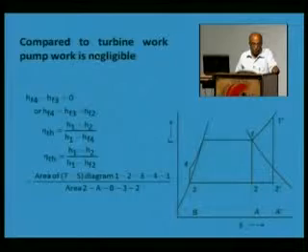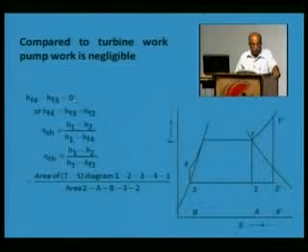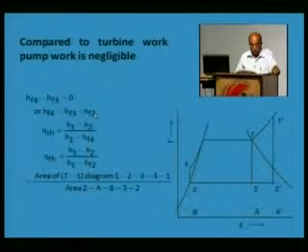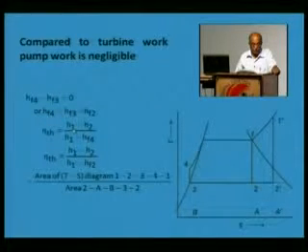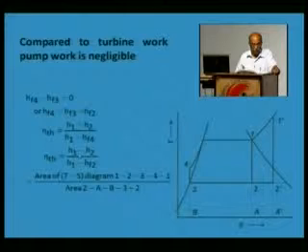The pump work is negligible as compared to turbine work, and it can be neglected, that is Hf4 minus Hf3 is negligible as compared to the amount of work done, and therefore, we can write Hf4 is equal to Hf3, and that is also equal to Hf2. Hf3 is equal to Hf2, and that is almost equal to Hf4, and therefore, the thermal efficiency can be rewritten as H1 minus H2 divided by H1 minus Hf4. Hf4 being equal to Hf2, we can just write H1 minus H2 divided by H1 minus Hf2.